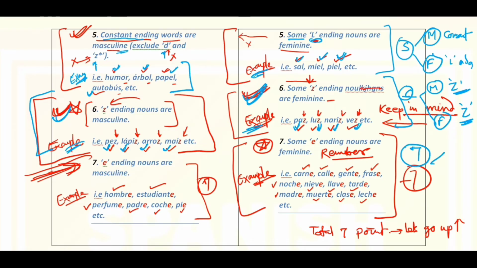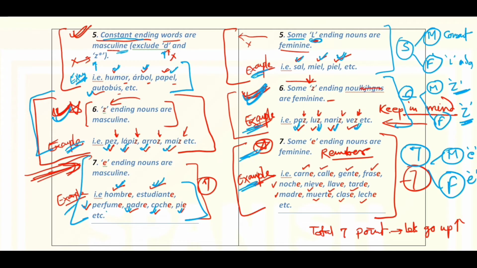Point number 7. Here we have masculine and feminine both, and in both cases we have E ending nouns. I've written examples also. And again we have to keep in mind, we have to remember all these examples. Come to the masculine side first. Hombre, estudiante, perfume, padre, coche, pie.